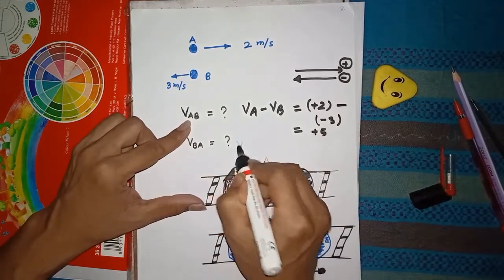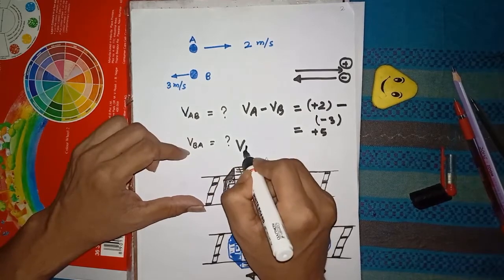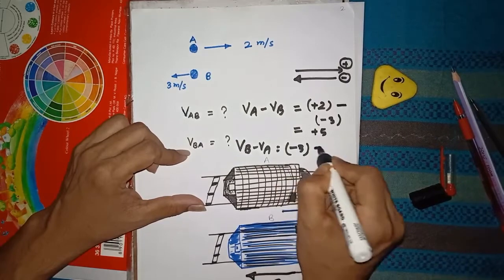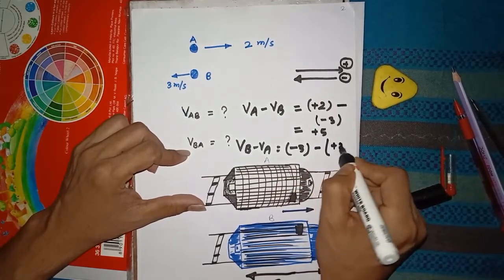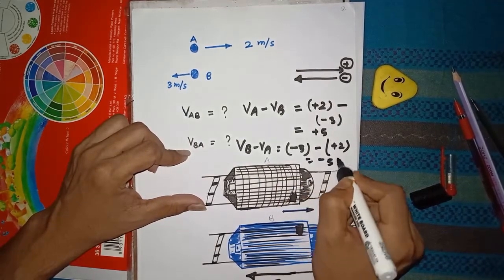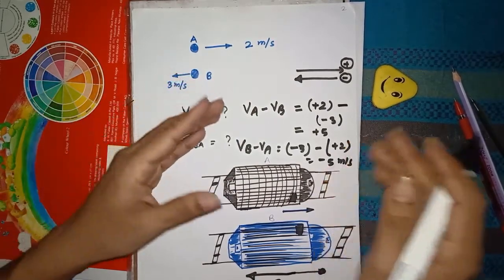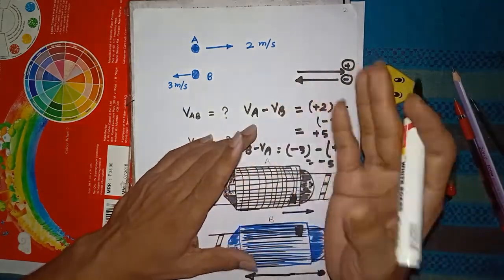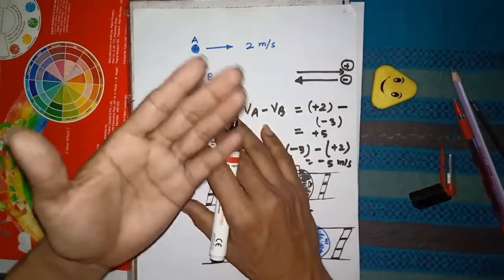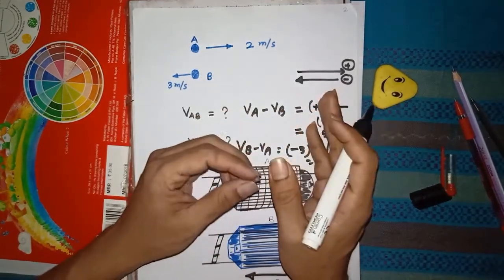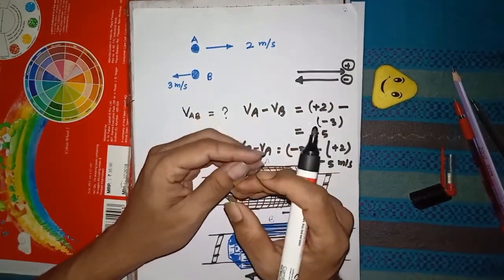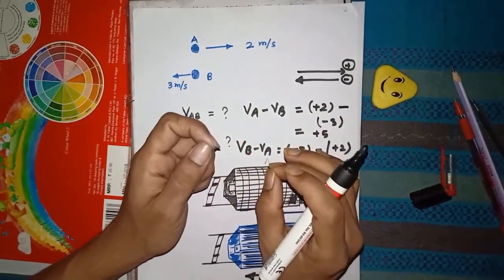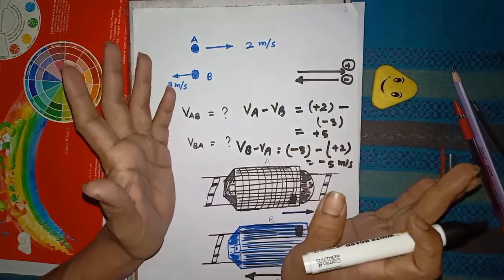Now in the case of VB minus VA, VB is minus 3 and minus VA is minus 2 taken as plus 2, that means minus 5 meter per second. So A also sees the boy moving with the same speed but in the opposite direction. It means in the relative case, both persons see the same magnitude of speed but in opposite directions. Have you got my point?